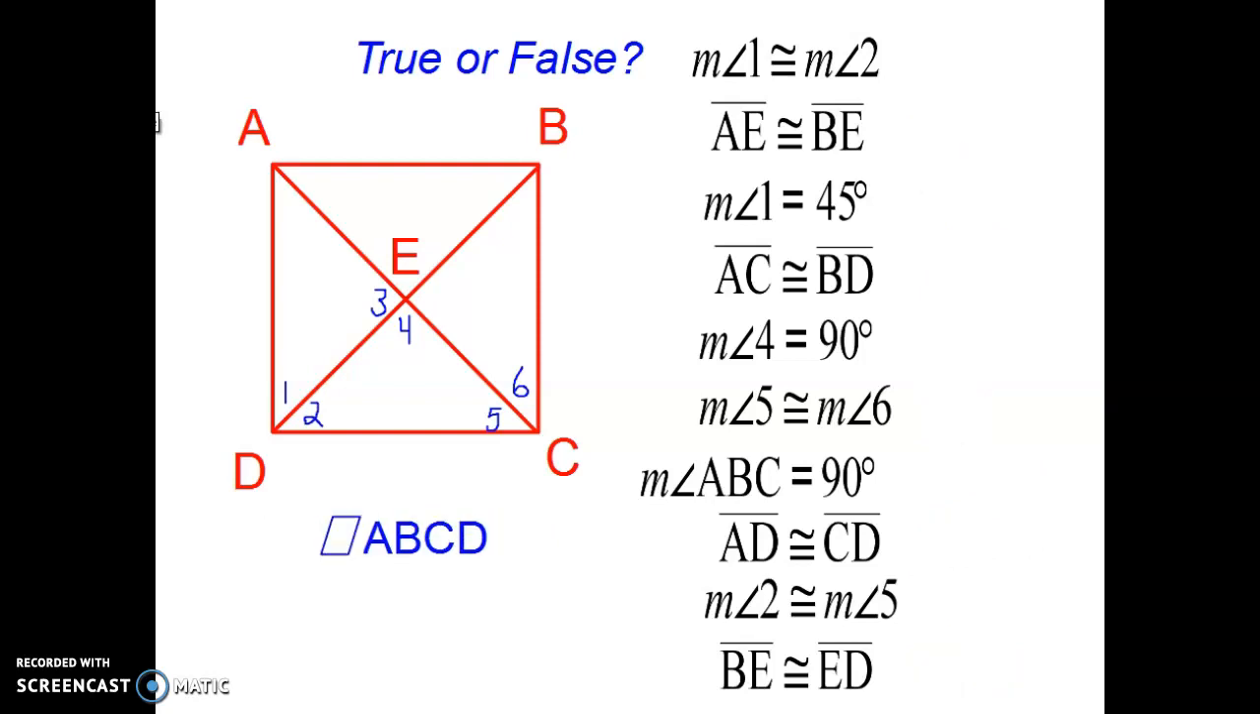The next shape, quadrilateral ABCD, is a parallelogram only. The picture is not drawn to scale. So try to determine true and false, press pause. When you're ready, hit play.